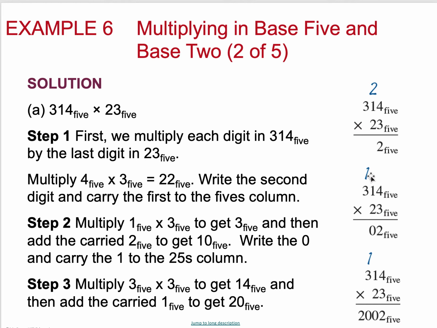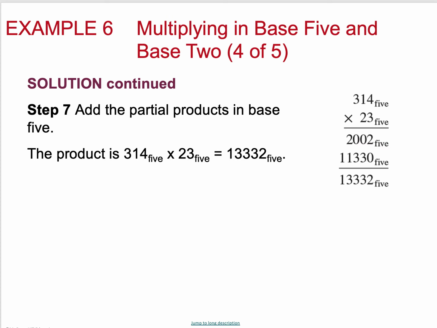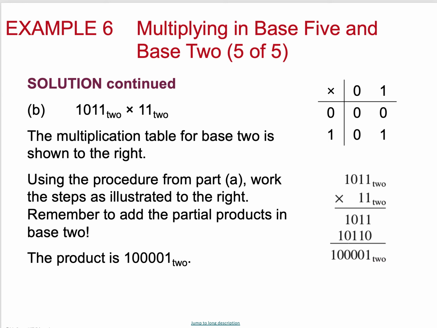And then I have 3 times what's here plus 1. And I get 2 with a remainder of 0. So I get 2002 base 5. All right, so I can add my partial products because I have a 2-digit number, just like I do in base 10, and that does give me a final answer.